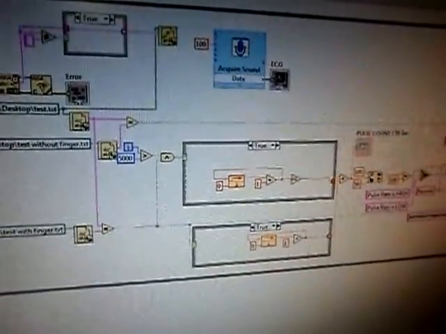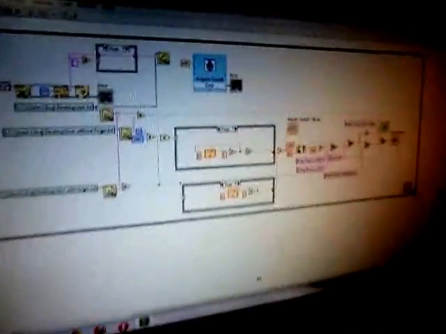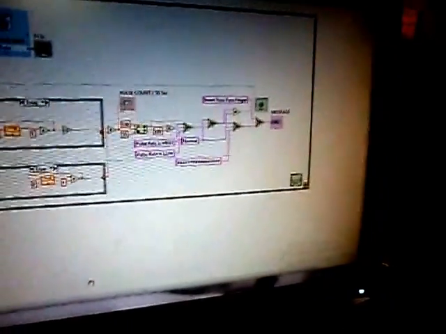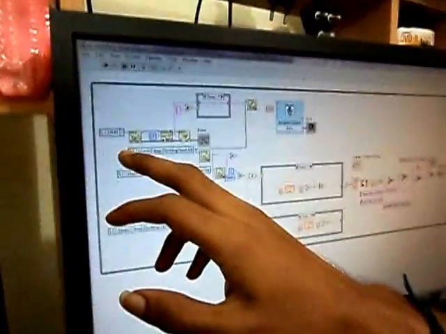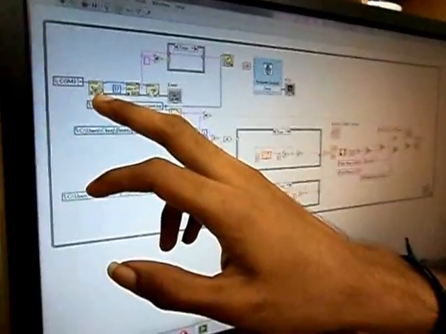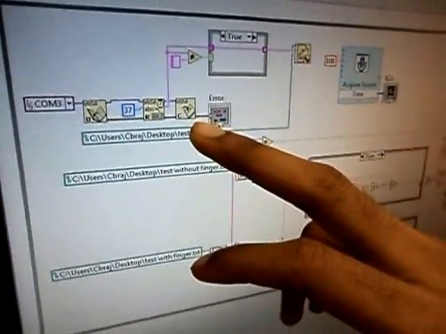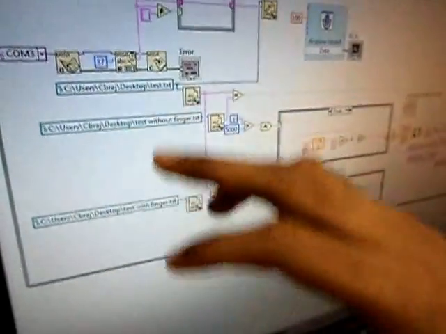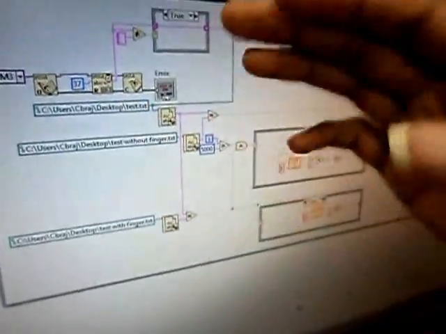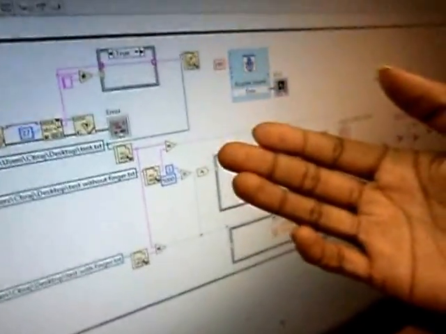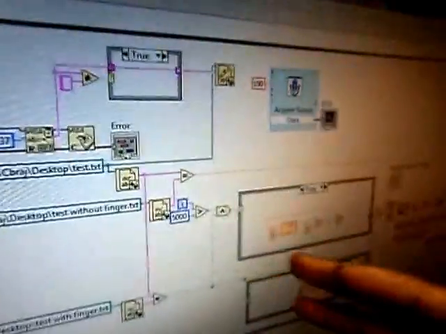You will see now our block diagram. This is our block diagram. We are connected to the COM3 port, and we are using VISA open, VISA read, and VISA close. Since we are using a USB port, we are using VISA here. This will acquire the signal, and we will compare it with our test signals processed before, and we will have a count here.